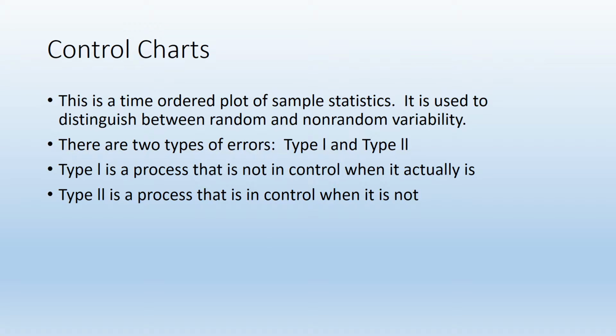Control charts. This is a time order plot of sample statistics. It is used to distinguish between random and non-random variability. There are 2 types of errors, type 1 and type 2. Type 1 is a process that is not in control when it actually is, and type 2 is a process that is in control when it actually is not.